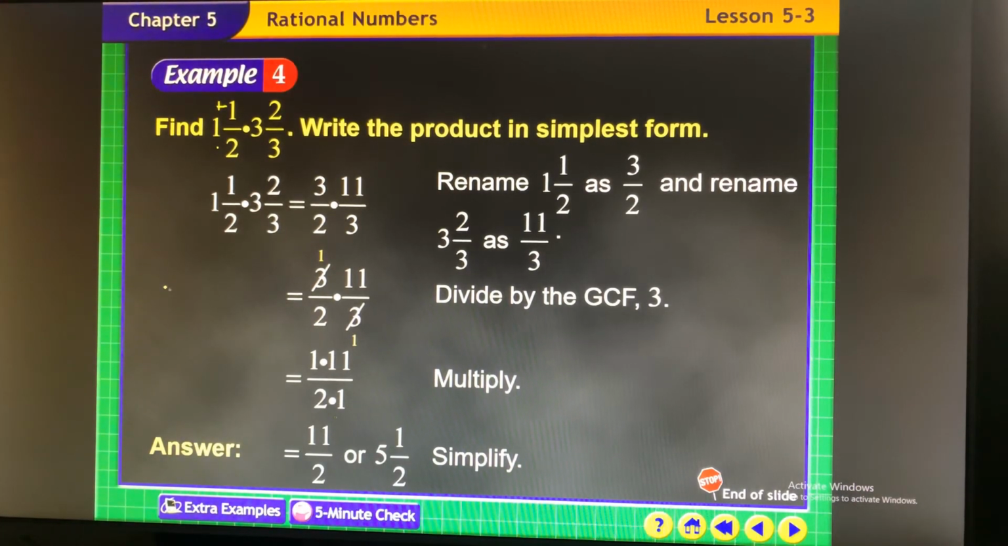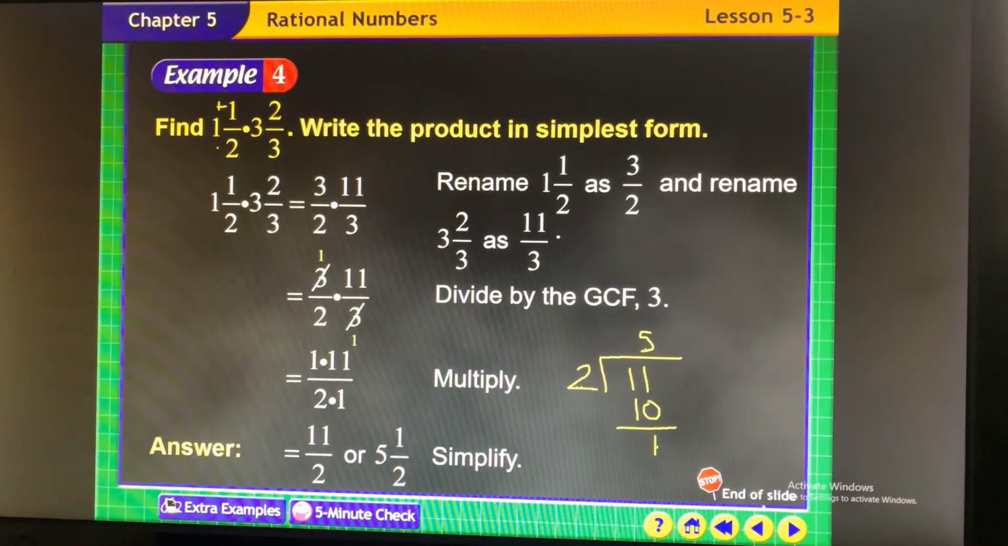Now 11/2 is an improper fraction. If you remember how to change an improper into a mixed number, you divide it. 2 goes into 11 5 times with a remainder of 1. So it's 5 and 1/2.